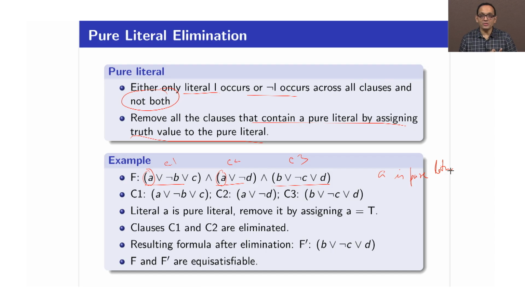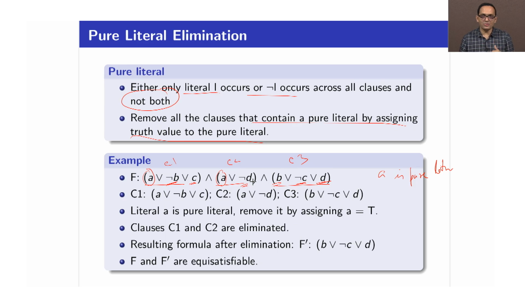Is C a pure literal? Let us check. C occurs here as C, but C also occurs as not C. So C is not a pure literal, because both C and not C are present. Is B a pure literal? No, because not B is present here and B is present here, so it is not a pure literal. Again, you can ask whether D is a pure literal. It is not, because D occurs here and not D occurs here. Both D and not D occur in some clauses, so they are not pure literals.